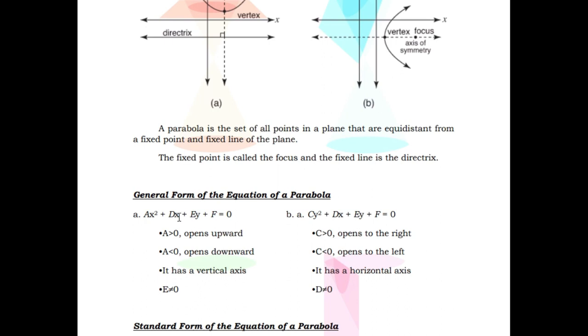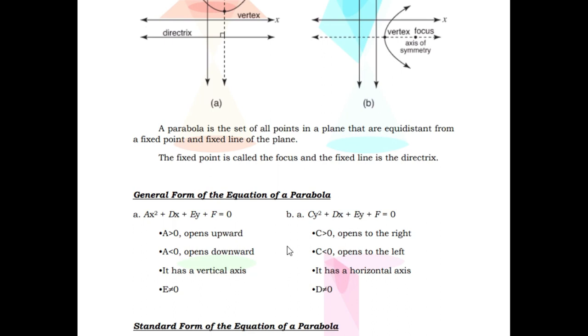A parabola has two general forms of equation. First one, we have ax squared plus bx plus ay plus f equals 0. If a is greater than 0, or if a is a positive number, the parabola opens upward. While if a is less than 0, or if a is a negative number, the parabola opens downward. This general form of equation has a vertical axis. And in this parabola, a must not be equal to 0.